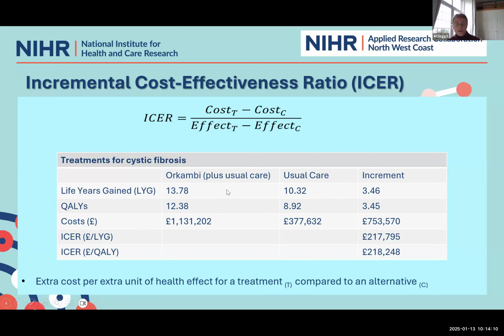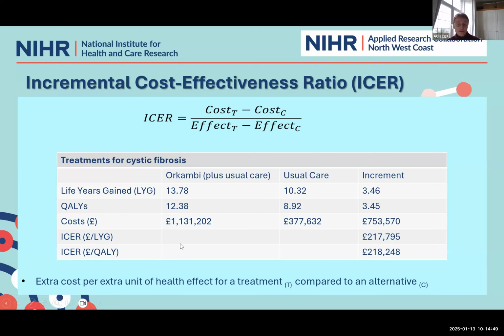So these are the actual outcomes that they used, life years gained and QALYs, and then the total costs. And as you can see, there's a very small incremental gain in QALYs by using the treatment, 3.45 QALYs, but a very big difference in the cost. So the cost went up from just over £300,000 up to over £1 million, which produced a cost per QALY of £218,000. And what we need to do is decide, is that extra cost appropriate?